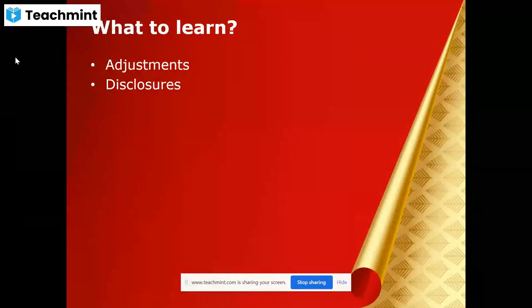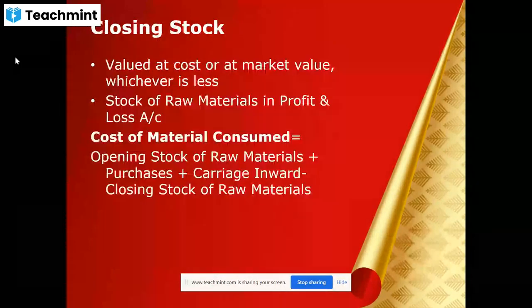We are going to learn today the adjustments of the financial statements and the disclosures regarding financial statements. First of all, closing stock. The closing stock adjustment: it should be valued at cost or at market value, whichever is less. This we have already learned by default in Accounting Standard 2.